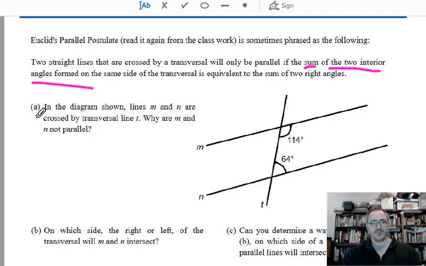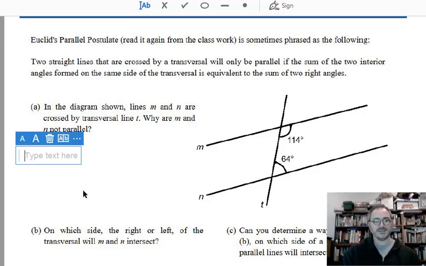So let's look at question A here. In the diagram shown, lines M and N are crossed by a transversal line. Why are M and N not parallel? Can you explain that in your own words based on what I just said?